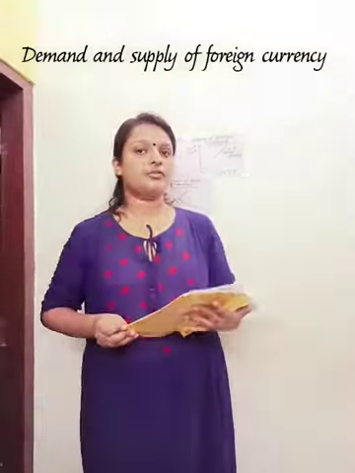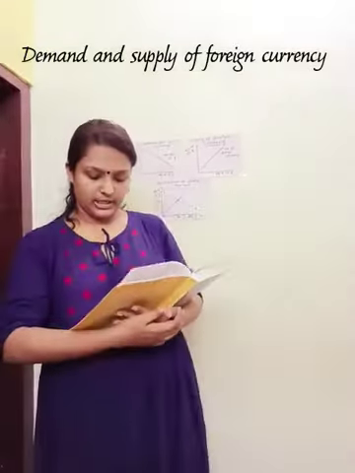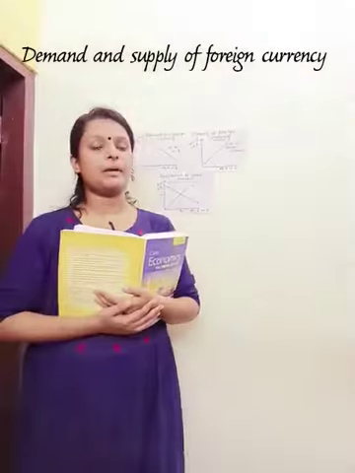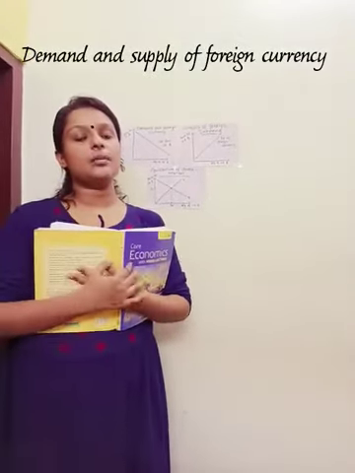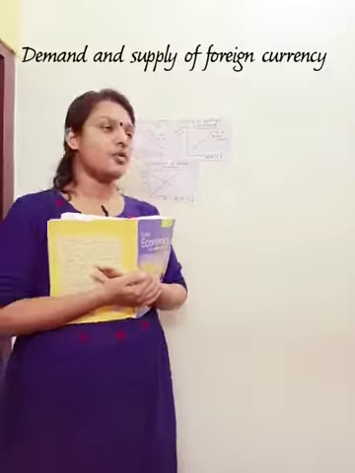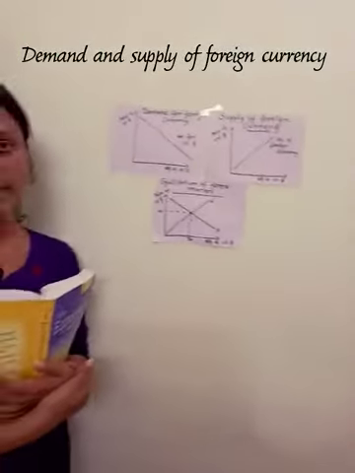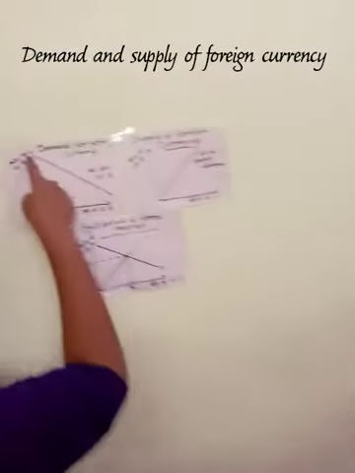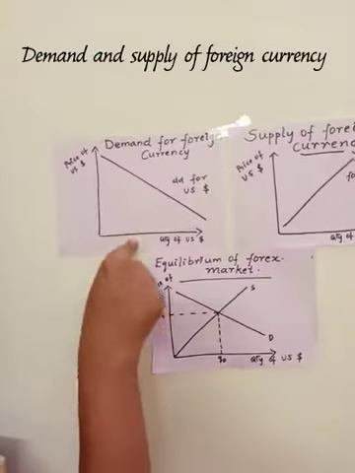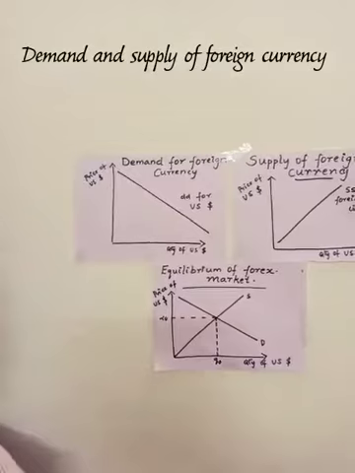Yes. So now we have to move on to the demand of foreign exchange. Demand for and supply of foreign exchange. In that we are coming to the first part, that is the demand of foreign exchange. So here you can see the demand curve for goods itself. So that is x-axis and the y-axis and a downward sloping demand curve.